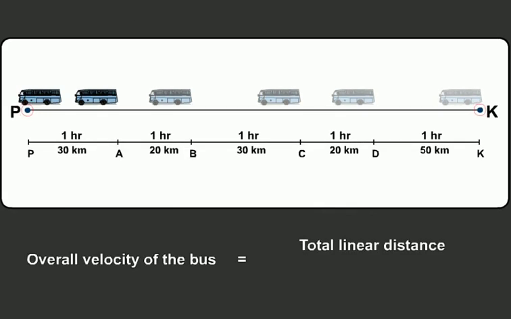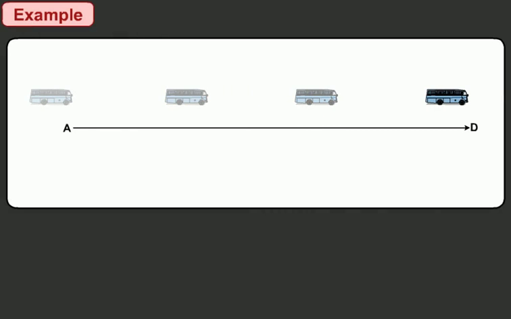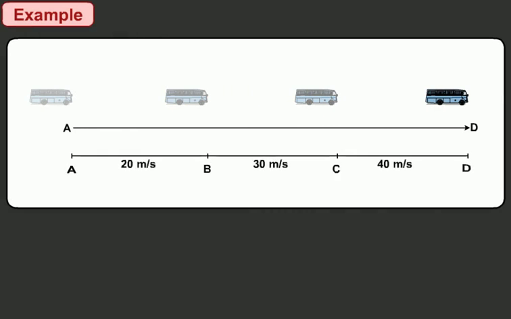For this, the total linear distance covered by the bus, that is, the shortest distance between Kathmandu and Pokhara, is divided by the total time taken by the bus to cover this linear distance. Let us take an example. A bus is moving from point A to D, and it moves with different velocities at different intervals on the way from A to D.